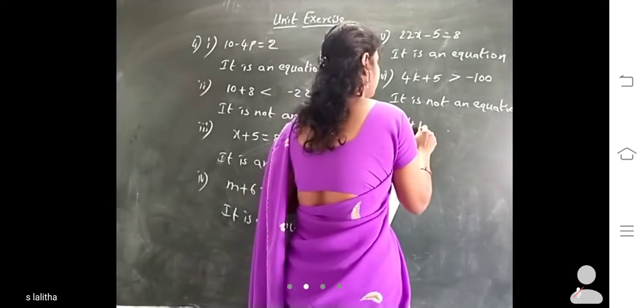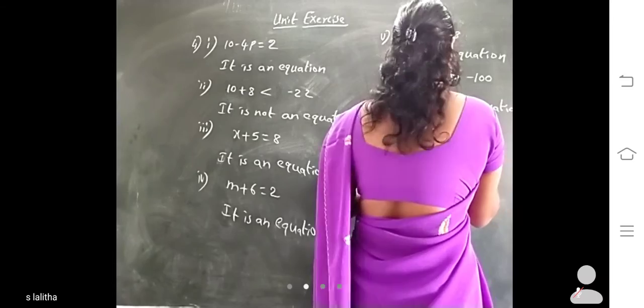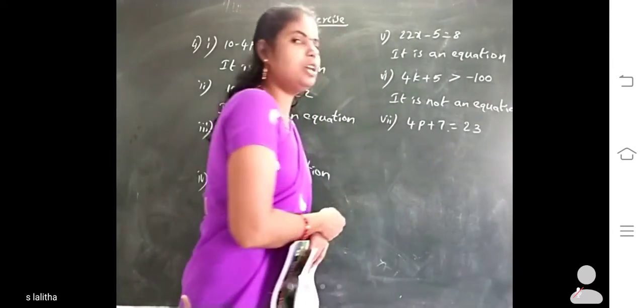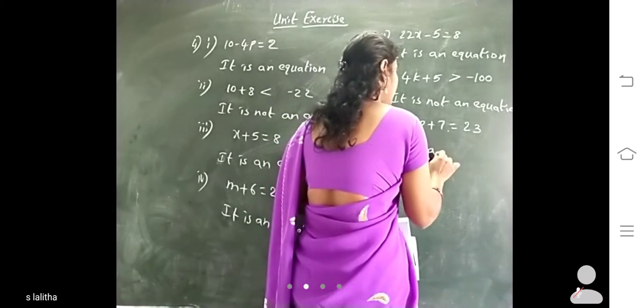4p + 7 = 23. Is it an equation or not? Yes, it is. An equal to symbol is there, so it is an equation.